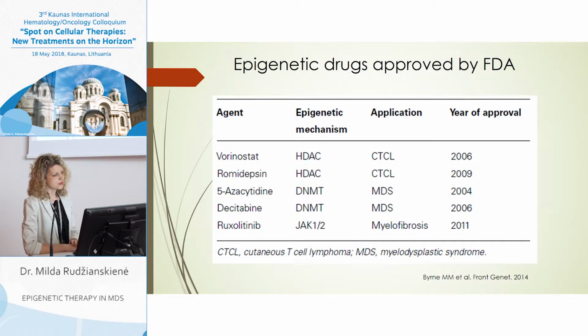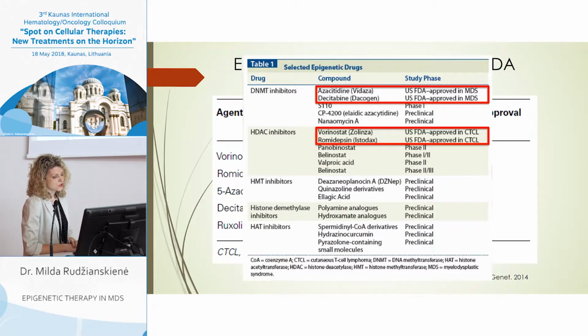Here you can see the 5 epigenetic drugs which are approved by the FDA nowadays. And all these drugs are mainly used in the treatment of hematological disorders like T-cell lymphoma, MDS, or myelofibrosis. But there are a lot of other drugs which are in preclinical development, and maybe in the really near future we can talk about the use of these drugs in clinical practice too.